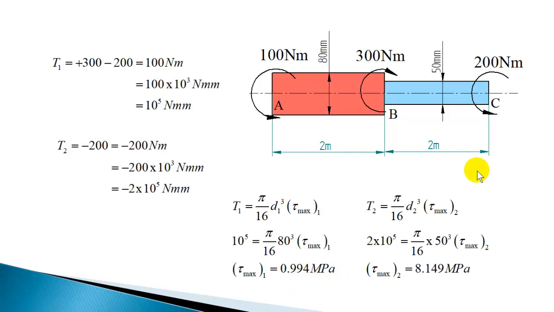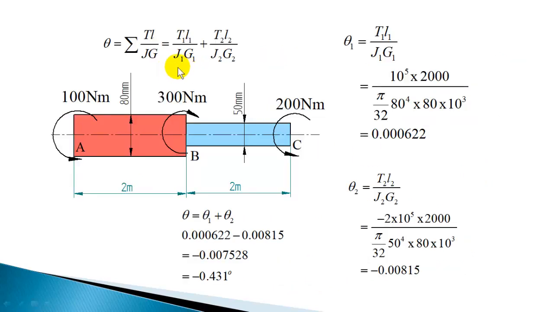Now to find out the angular twist, you have to find the angular twist in each section and add. But in this case, the first section is subjected to a clockwise twist, whereas the second section is subjected to an anti-clockwise twist. So here the twists are in opposite directions, so one has to be considered as positive. Either clockwise has to be treated as positive and anti-clockwise as negative, or the opposite sign convention may also be used, but usually we take clockwise as positive and anti-clockwise as negative.